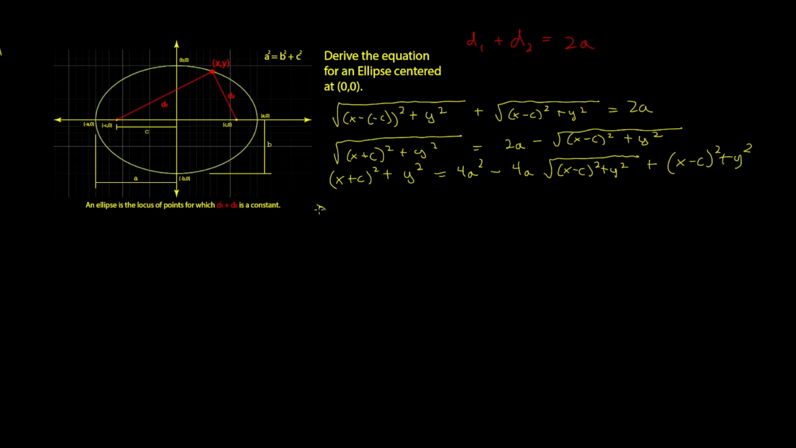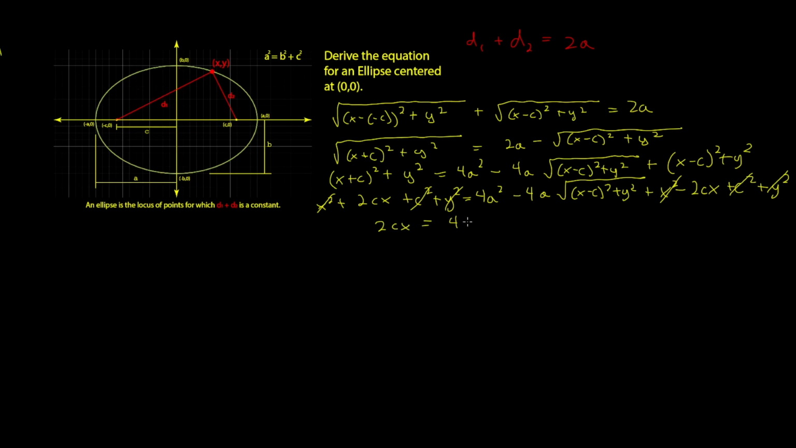Then, foiling this, x squared plus 2cx plus c squared plus y squared equals 4a squared minus 4a square root of x minus c squared plus y squared plus x squared minus 2cx plus c squared plus y squared. Now we're going to cancel terms that are on both sides, x squared and x squared, y squared and y squared, and then c squared plus c squared, leaving us with 2cx equals 4a squared minus 4a square root of x minus c squared plus y squared minus 2cx.